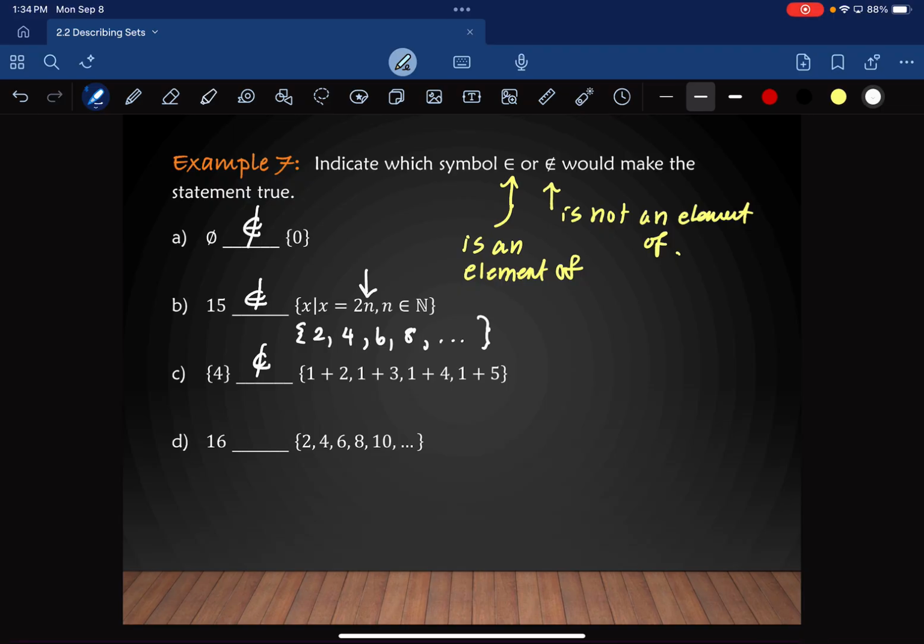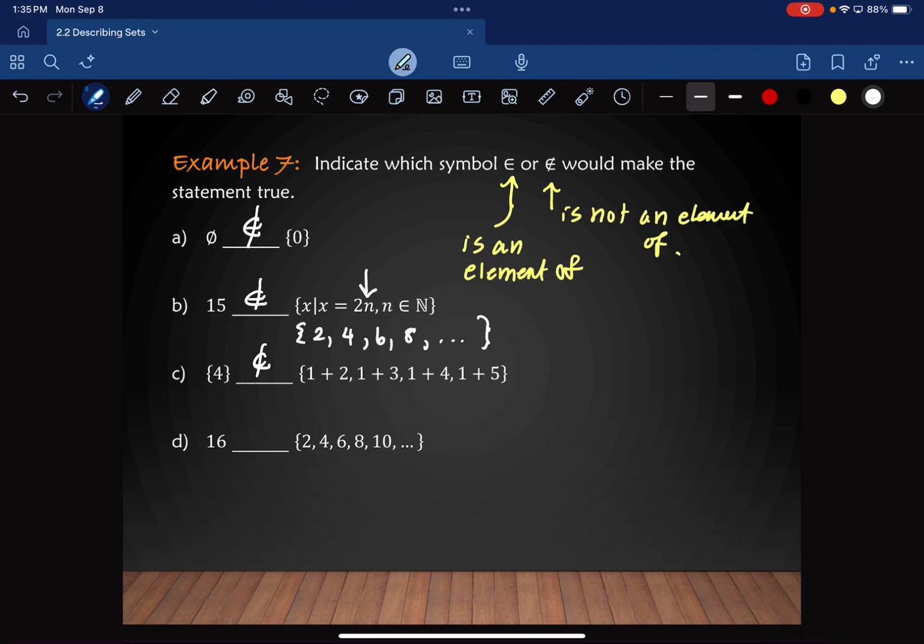Okay, letter D. All right, what do we have on the left? Set or element? It's an element. How do we know it's an element? It doesn't have curly braces. Okay, what do we see described on the right?